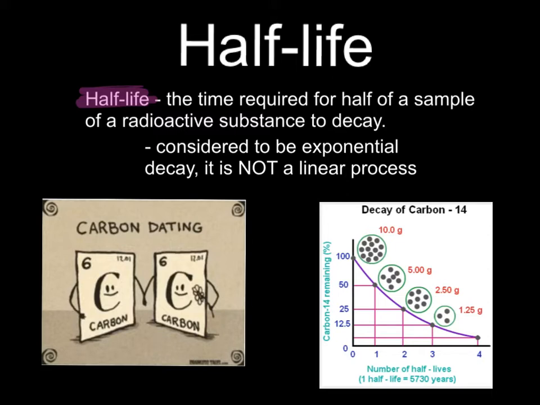Half-life is not a linear process. It's something called exponential decay. If you take a look at the graph on the bottom right-hand corner here, this shows you the exponential decay or half-life of carbon-14. The number of half-lives can be calculated by counting how many times a 10-gram sample of carbon-14 decays by 1/2.